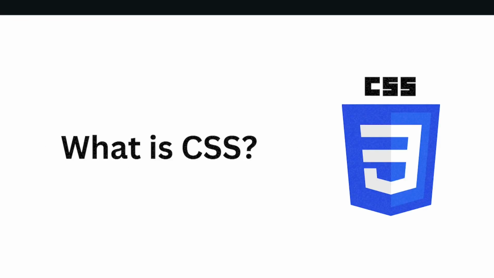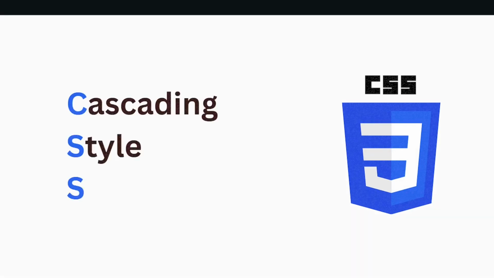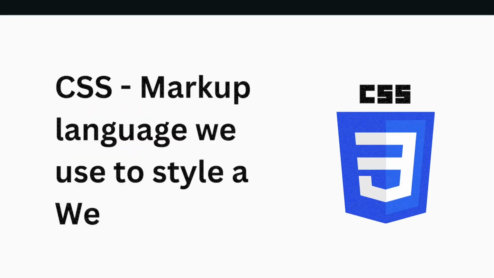So to start, let's talk about what CSS is. So what in the world is CSS? CSS stands for Cascading Style Sheets. Okay, it's used to style our web pages. It's a markup language we use to style our web pages. Okay, so CSS is a markup language we use to style a web page.